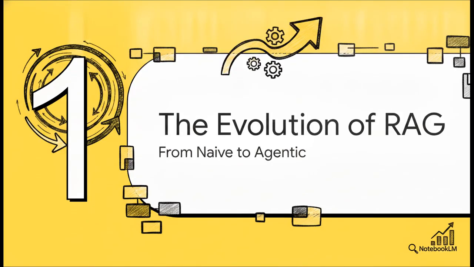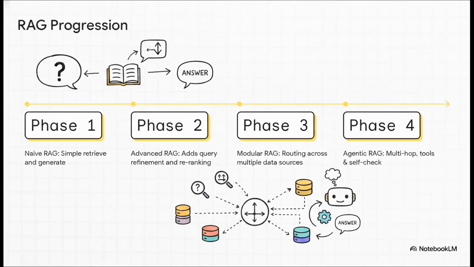Section 1. The evolution of RAG. From naive to agentic. It is actually fascinating to trace how this concept has progressed. We started with naive RAG. Think of it as the classic hello world of AI. A user asks a question, the system retrieves a document, and the AI generates an answer. Boom. It was simple, sure, but way too rigid.